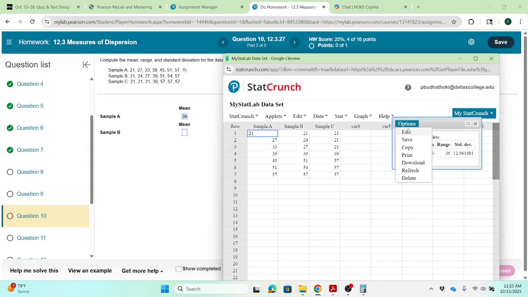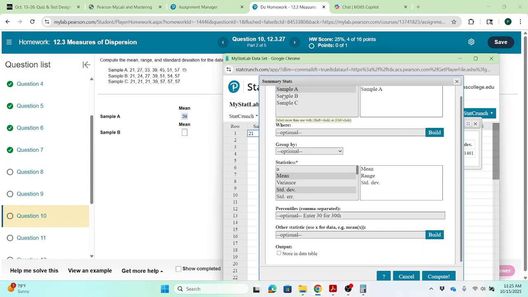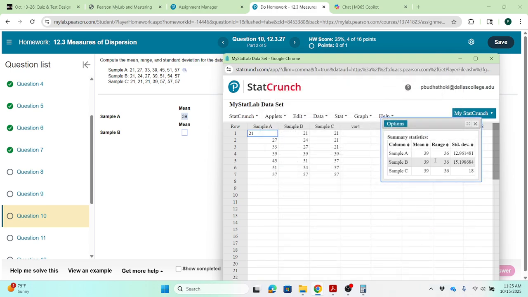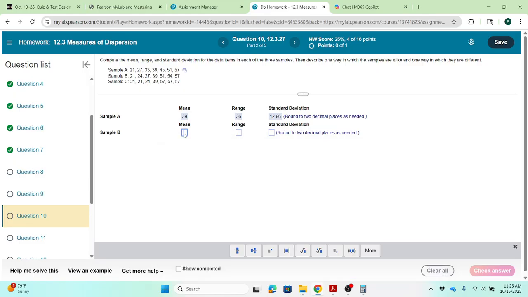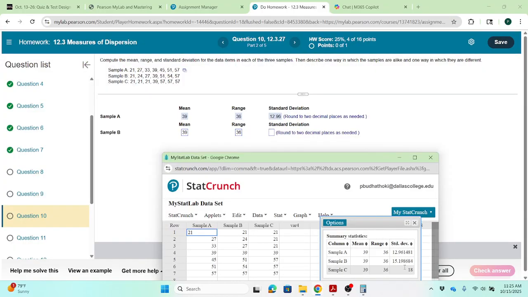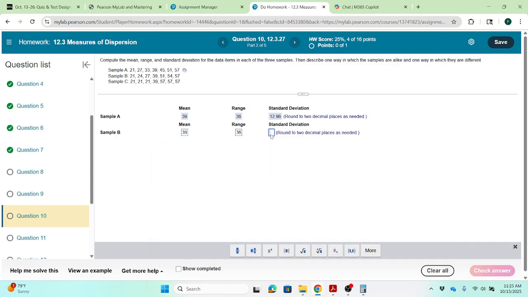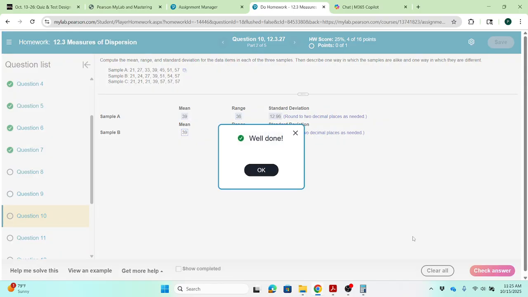This time I'm going to select all these three samples, and then it's going to compute these values for all of them. So the mean and range are the same, 39, 36, but the standard deviation is different, which is 15.19. There is an 8, so it's supposed to be 15.20, 15.2. You don't have to write down the 0.